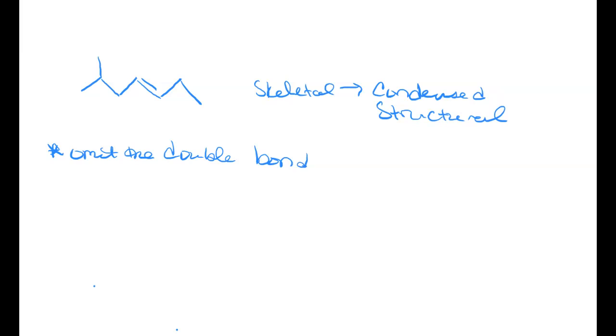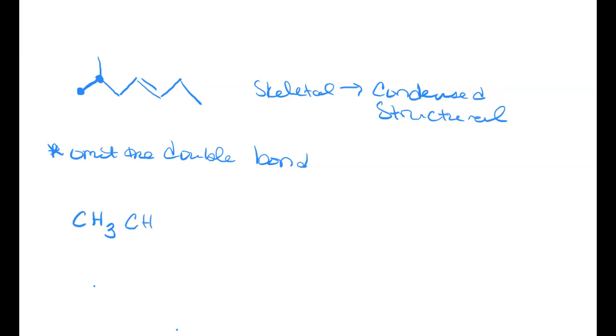Start by finding your parent chain. So you're going to find the longest chain of carbons. Here's my first carbon, so I'm going to say that one is CH3. Now follow along your parent chain to the next carbon. My next carbon has 3 bonds, so I can only put 1 more hydrogen on there.